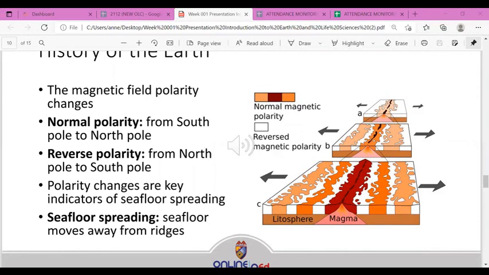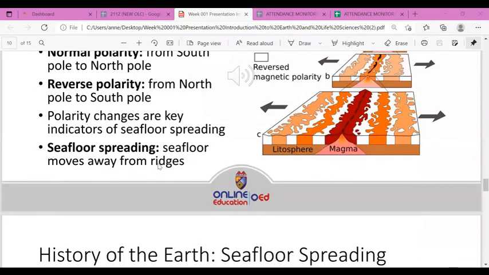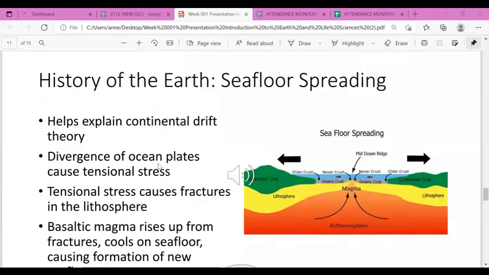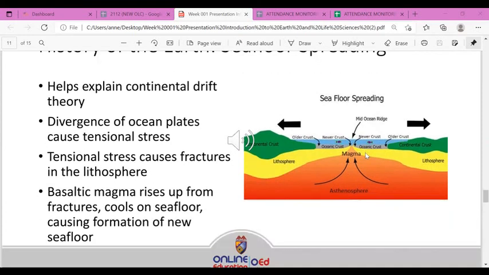Ma'am, why are we talking about the polarity? Because the polarity is the key indicator of seafloor spreading. The seafloor spreading moves away from the ridges. Kasi ito na yung susunod nun. Okay? The seafloor spreading. This explains why there is a continental drift theory. Paano nag-come up isa din sa continental drift theory? Because of this one. Okay.